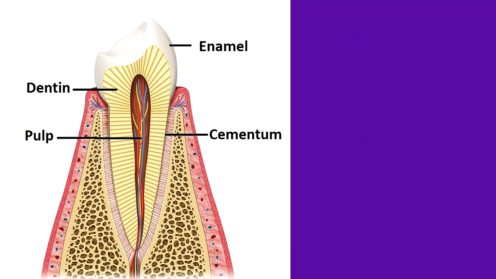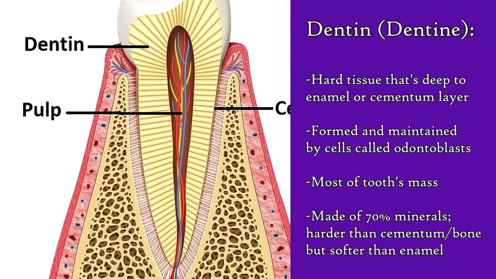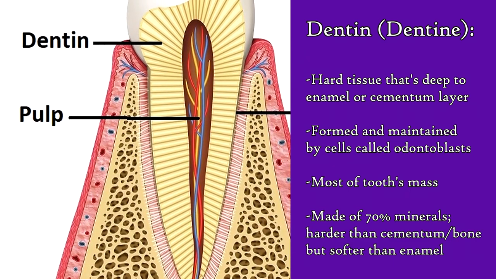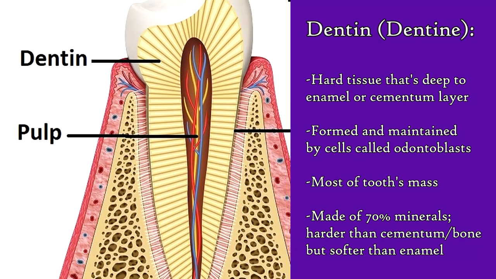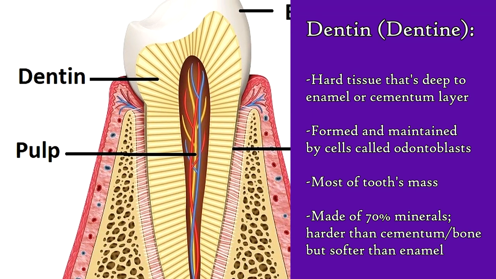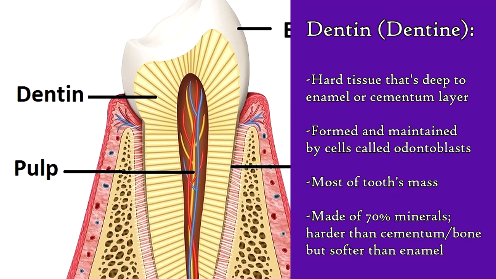A third type of tissue found in the tooth is called dentin, or sometimes dentine, and this is another hardened tissue, and it is deep to both the crown's enamel and the root's cementum. It is formed and maintained by cells called odontoblasts. As you can see, dentin accounts for most of the tooth's mass, and it contains a mineral content of around 70%, which makes it harder than cementum and even bone, yet softer than enamel.